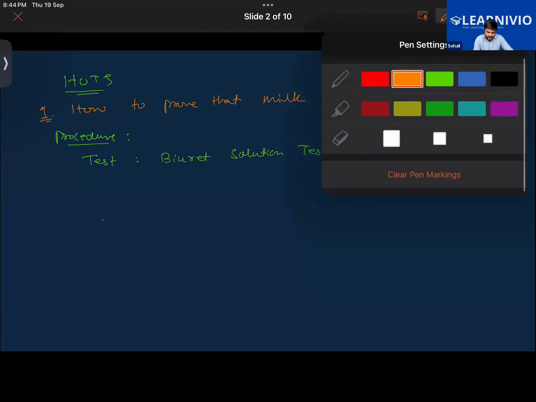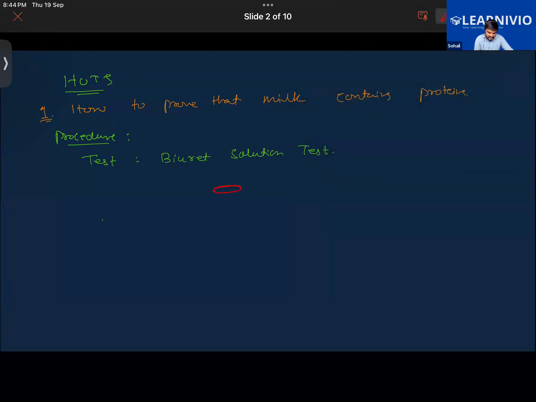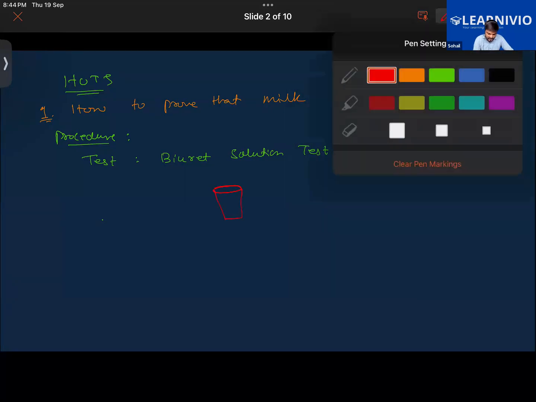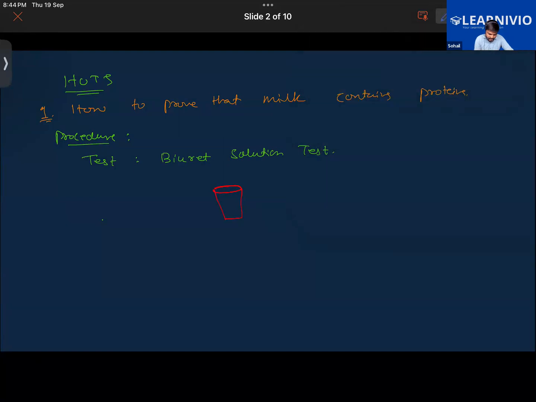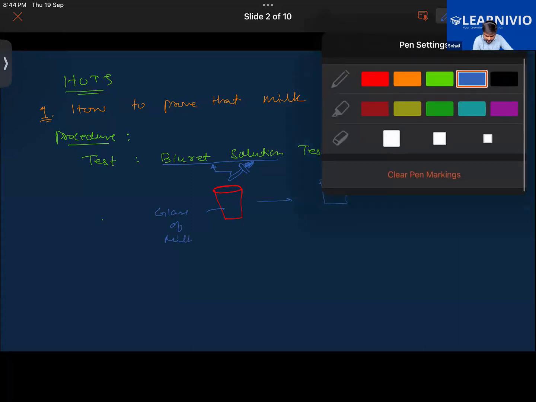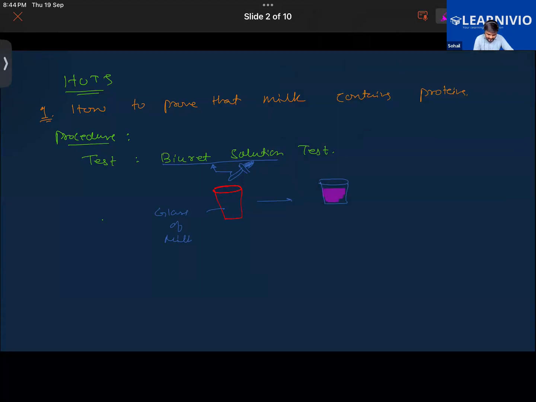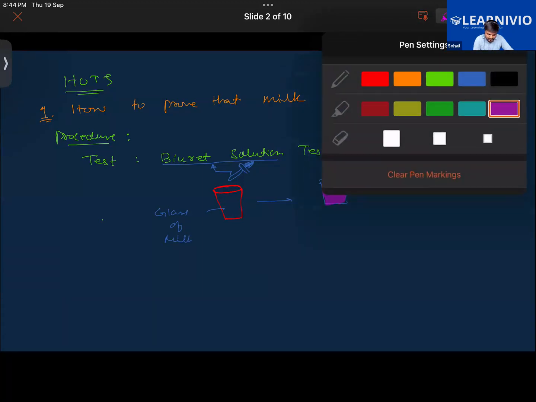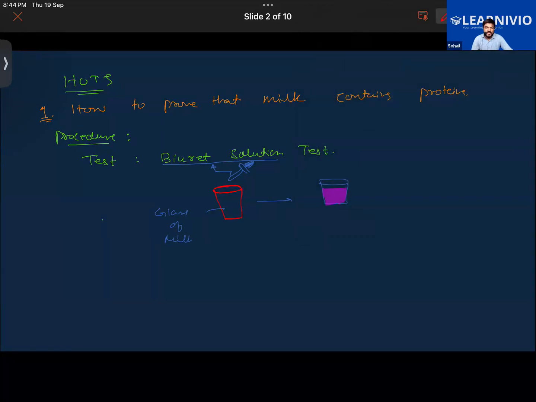Say I have taken a glass of milk, and I am adding some biuret solution to it. This is the biuret solution that I'm dropping in a glass of milk. Now if the color of the milk turns purple or light purple, it is an indication that the milk contains protein. That is how we can check for the presence of protein in the milk.